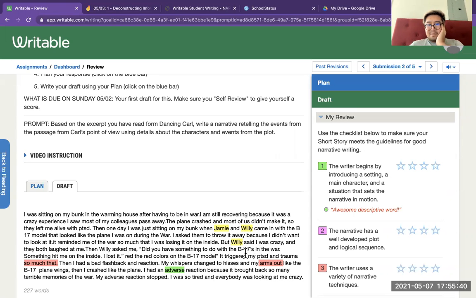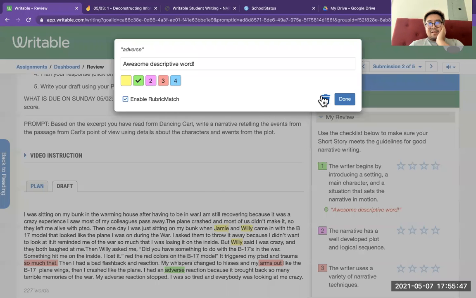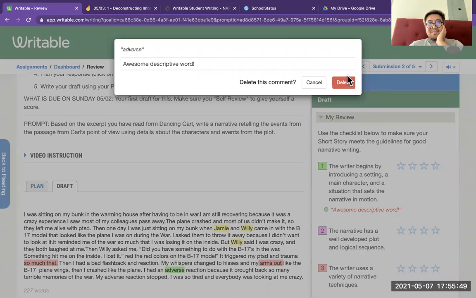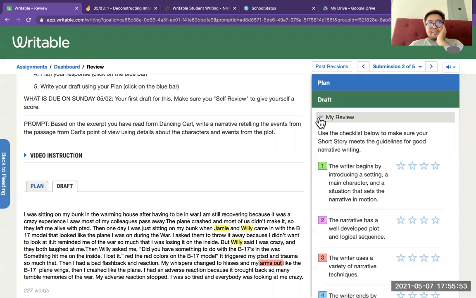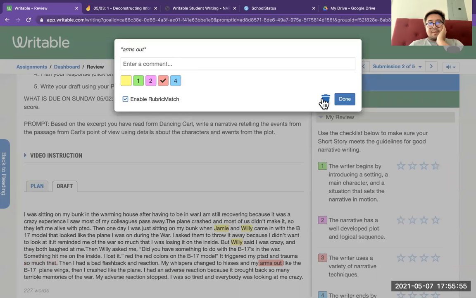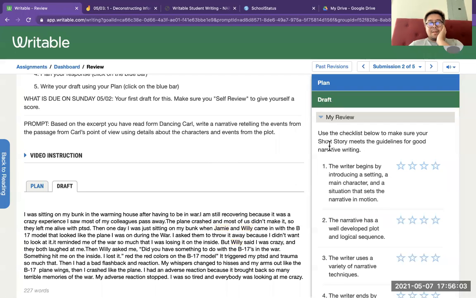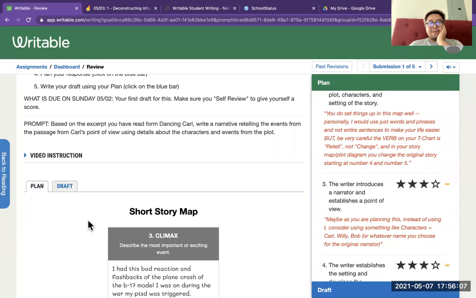Oh, these colors are supposed to match up with the things under. Okay, so my bad. I'm going to go ahead and delete these. I did them wrong. Okay. So again, this is just peer review, right? This is me going through it. I don't know who wrote this. And this is the draft that was written after the plan.